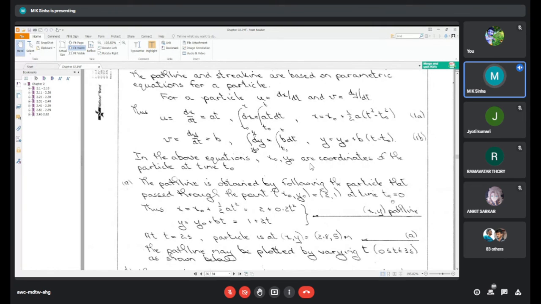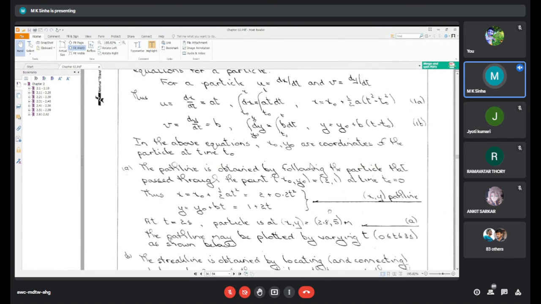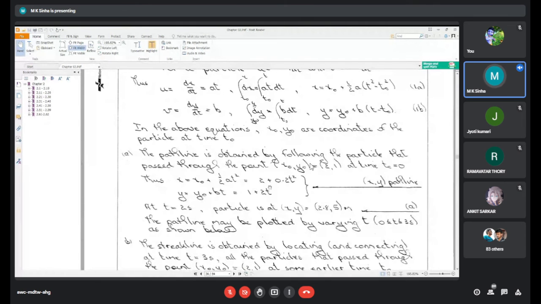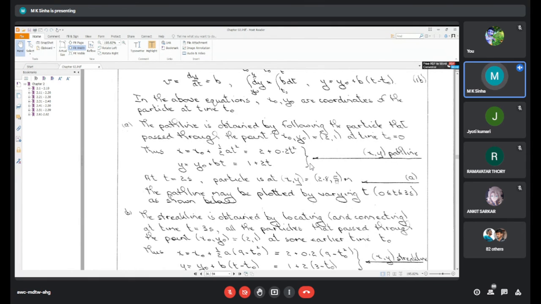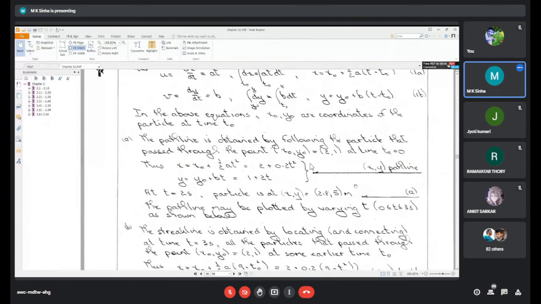At time t equal to 0, the path line is x equal to 2 plus 0.2 t square, y equal to 1 plus 2t. Constants a, b are mentioned in your question. At t equal to 2 seconds, the particle is at xy, that is 2.85 meter, and the path line may be plotted by varying t from greater than or equal to 0 to less than or equal to 3 seconds. So see, this is your path line.